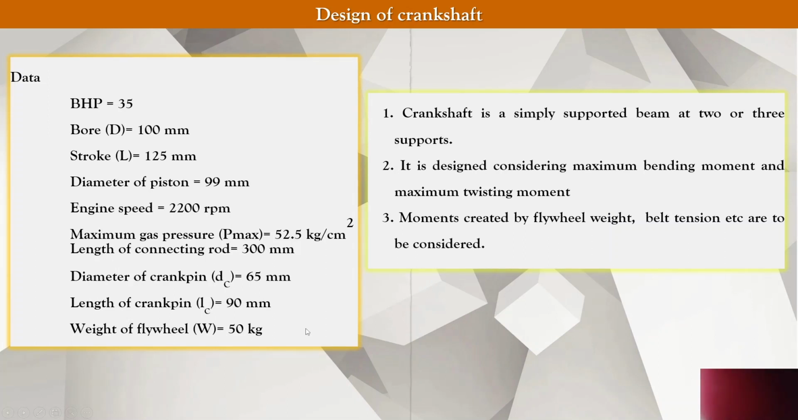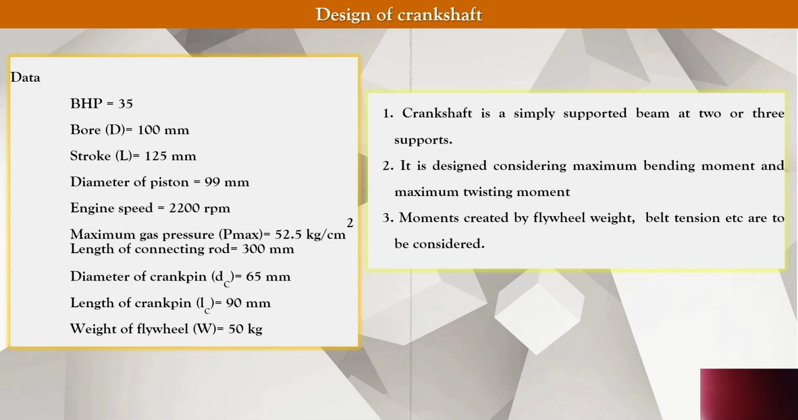So let's find out the dimensions of the crankshaft for the given data. BHP is 35 HP. Bore diameter, that is cylinder diameter, is 100 millimeter. Stroke length 125 millimeter. Diameter of piston 99 millimeter. Engine speed 2200 rpm. Maximum gas pressure Pmax as 52.5 kg per centimeter square. Length of connecting rod 300 millimeter. Diameter of crankpin DC 65 millimeter. Length of crankpin LC 90 millimeter, and let the weight of flywheel be 50 kg.